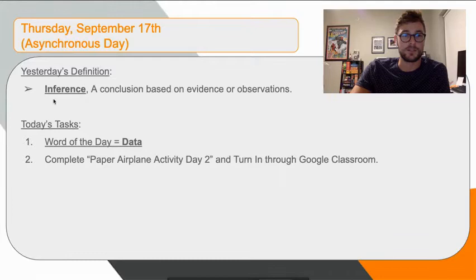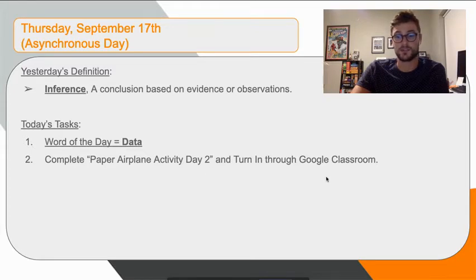Yesterday's definition of the word of the day, which was inference, the teachers decided that it was a conclusion based on evidence or observation. Today's word of the day, which is also your first task, is data. And then your second task for today is to complete the paper airplane activity day 2, and then again turn it into Google Classroom.